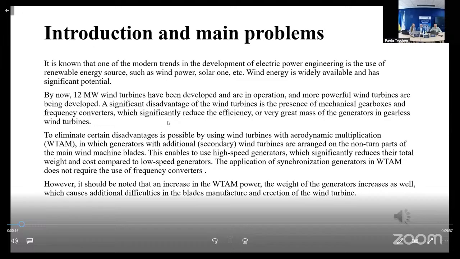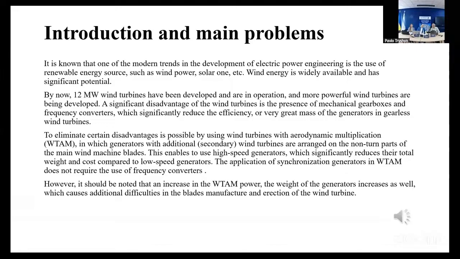It is known that one of the modern trends in the development of electric power engineering is the use of renewable energy sources such as wind power, solar, and so on. Wind energy is widely available and has significant potential. By now, 12 megawatt wind turbines have been developed and are in operation, and more powerful wind turbines are being developed.